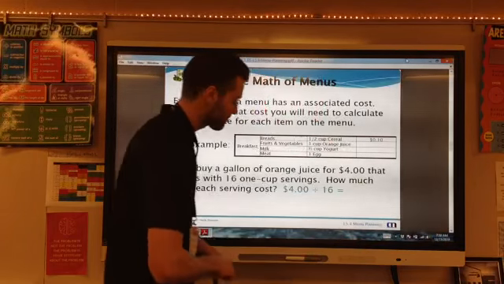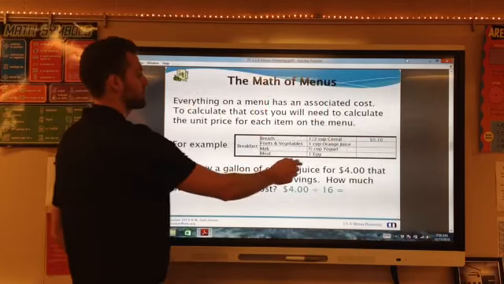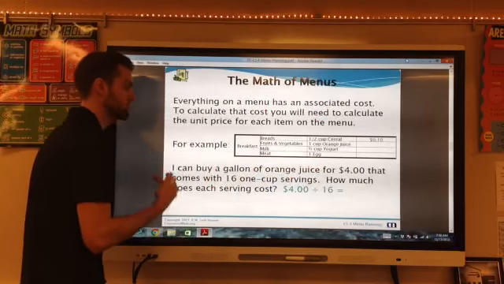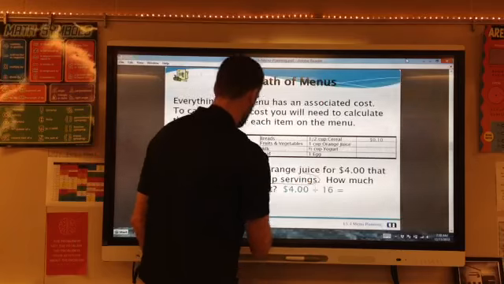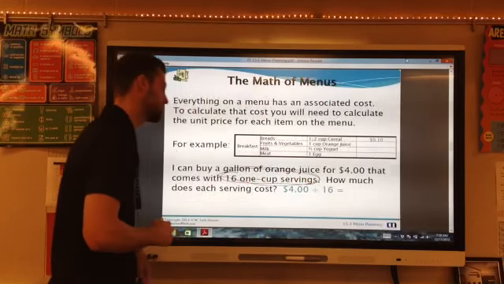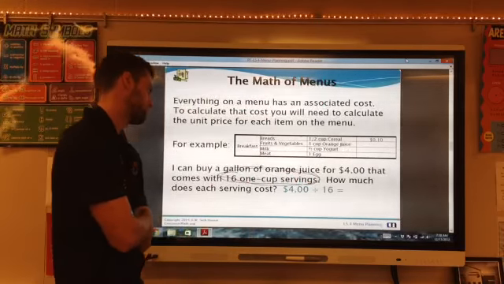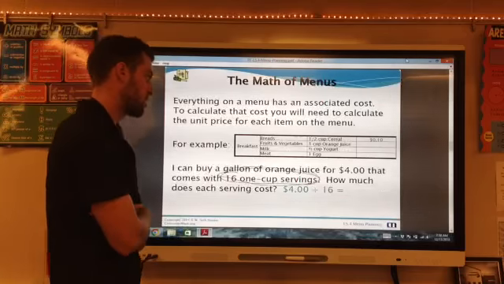Alright, so I can buy a gallon of orange juice for $4. So 1 gallon of orange juice is $4, and it comes with 16 1-cup servings. How much does each serving cost?